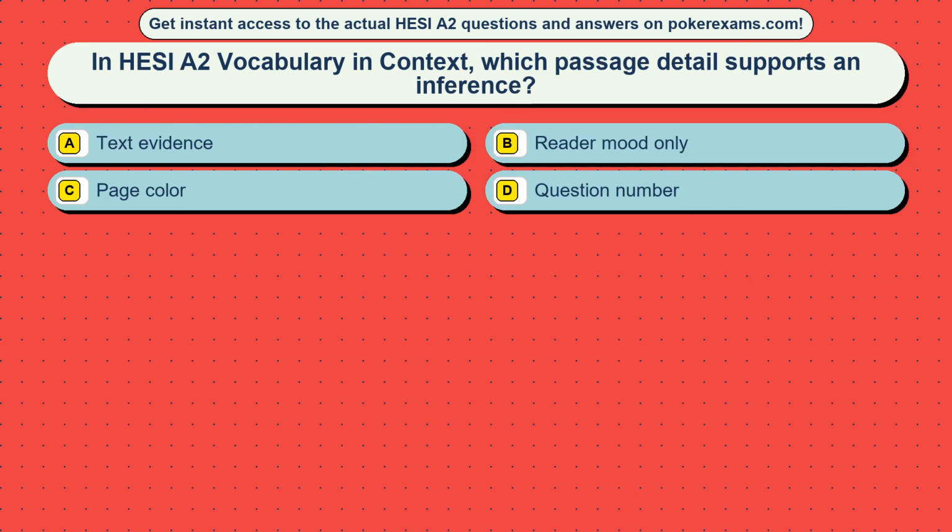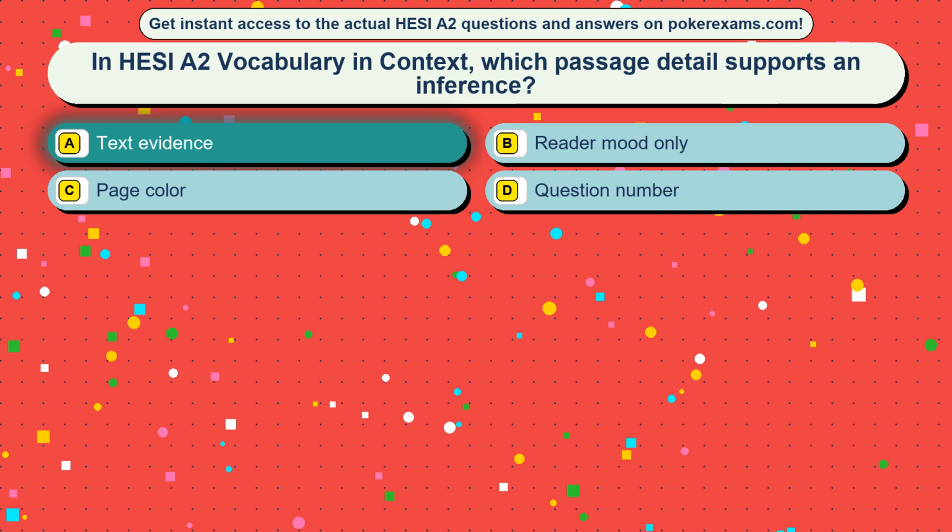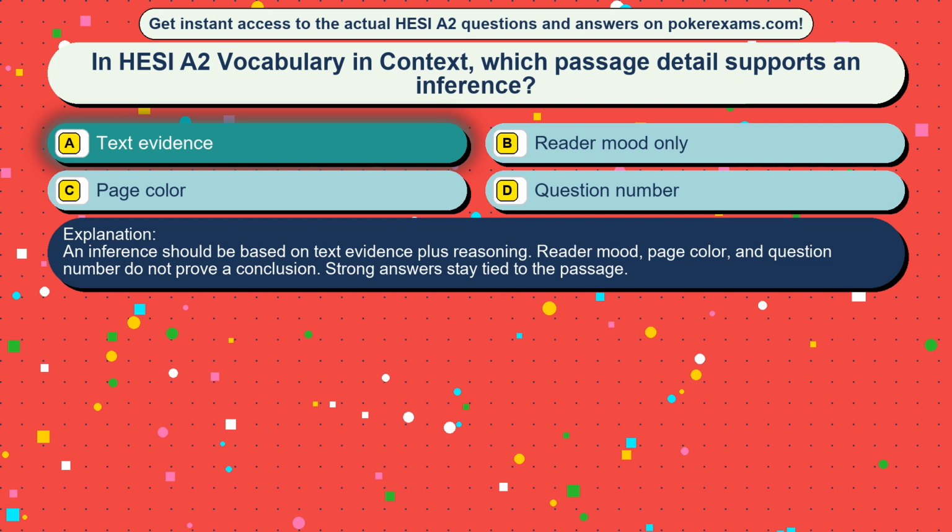Question 33. In HESI A2 vocabulary in context, which passage detail supports an inference? Option A, text evidence. Option B, reader mood only. Option C, page color. Option D, question number. The correct answer is option A, text evidence. An inference should be based on text evidence plus reasoning. Reader mood, page color, and question number do not prove a conclusion. Strong answers stay tied to the passage.